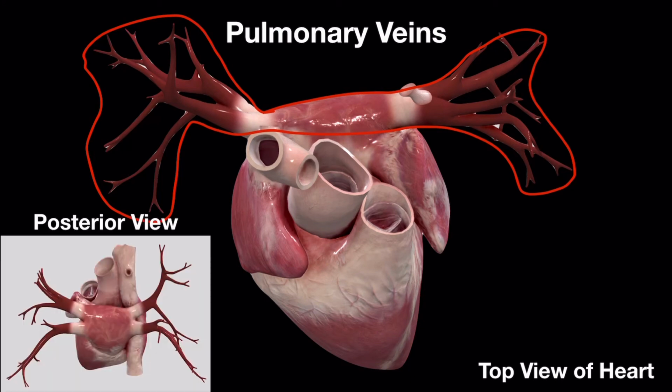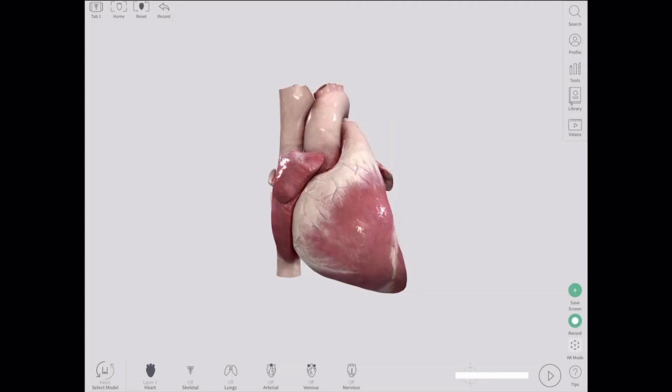So this is the top view that we're looking at. This one that just popped up with the white box is our posterior view, so looking at it from behind. So you see how those pulmonary veins feed into the back of the heart, and that section that it's feeding into is going to be our left atrium. So let's go ahead and go through that.